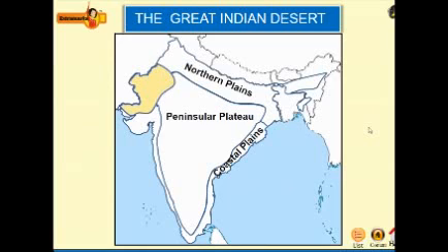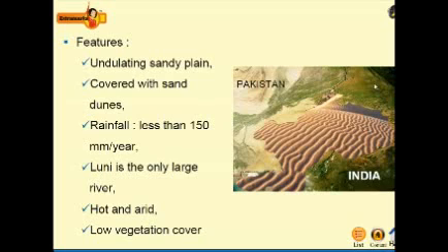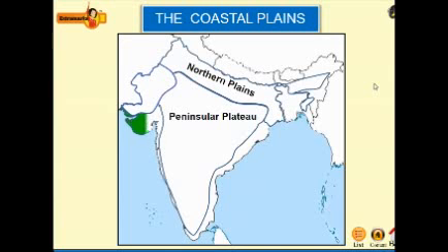It is near the northern plain and the peninsula plateau. The features of the Great Indian Desert: it is an undulating sandy plain covered with sand dunes. The rainfall is less than 150 millimeters per year. It is hot and arid, with low vegetation cover in this area.